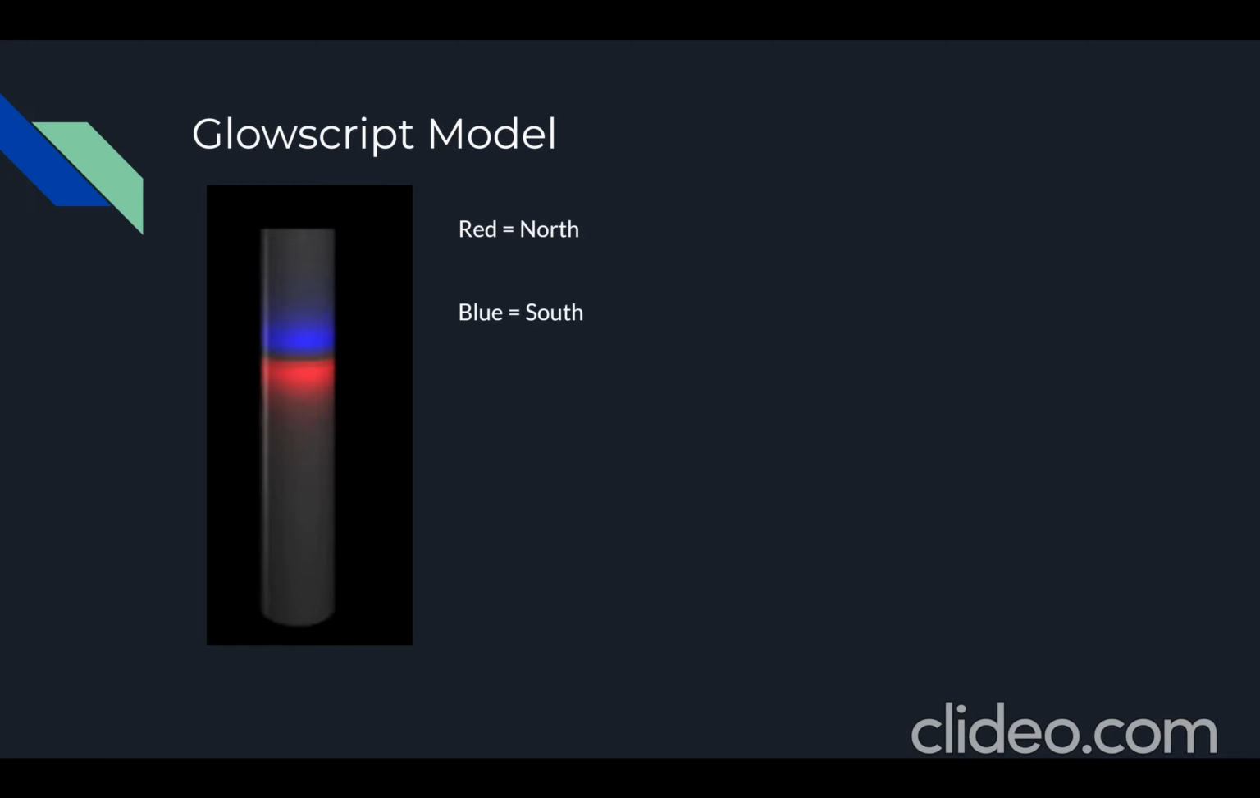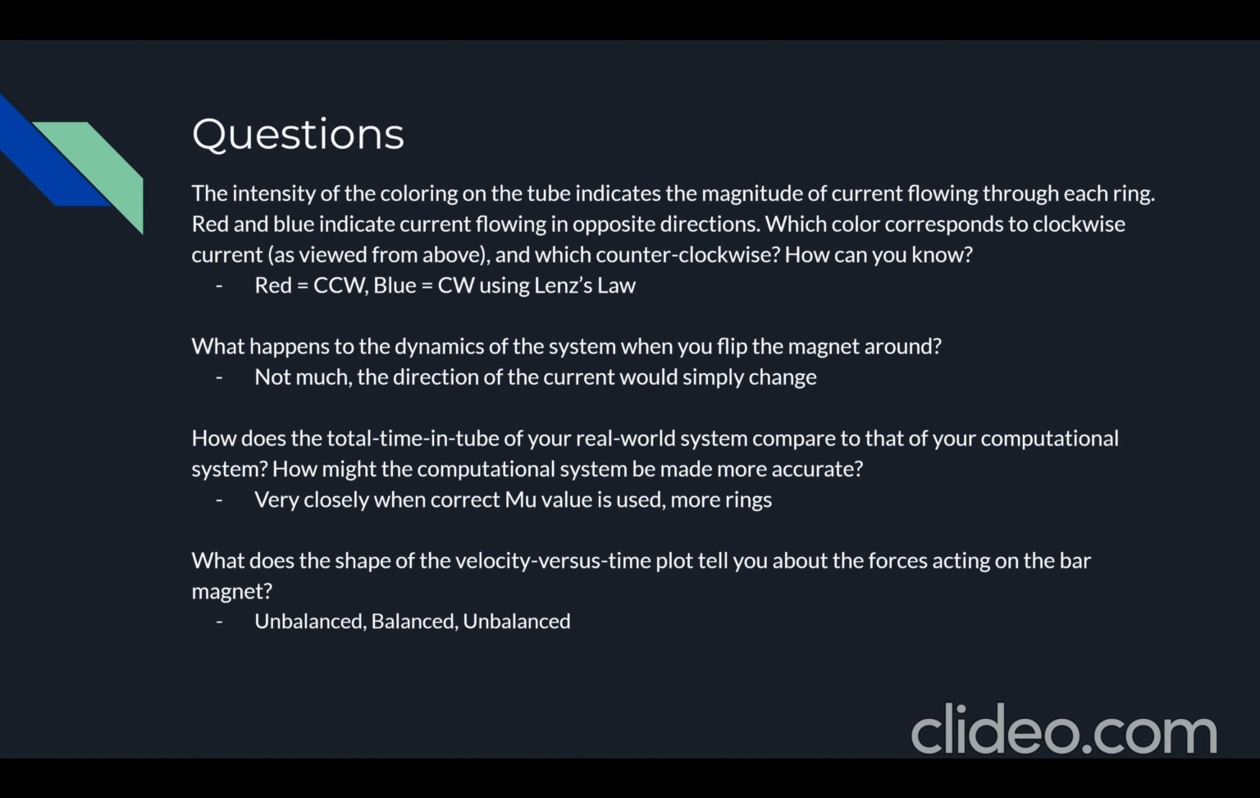Here is the Glowscript model. The red is the north end of the magnet, the blue is going to be the south end, and as we know in the model, the colors would move down. So the questions. Which color corresponds to clockwise as viewed above, and which is counterclockwise? The red is going to be counterclockwise, the blue is clockwise, and that's just using Lenz's law and the right-hand rule. What happens to the dynamics of the system when you flip the magnet around? Nothing. It would behave the same. The direction of the current is just going to change.